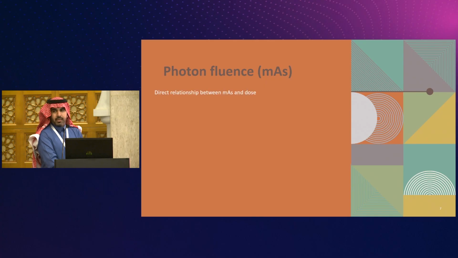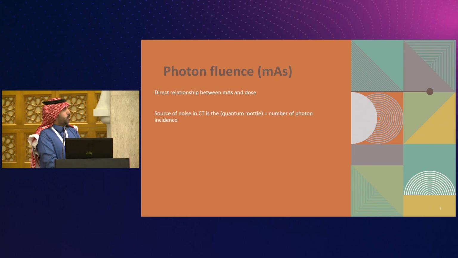Photon fluence, or mAs, milliampere-seconds. Is that the quality or the quantity? When we say mAs, is it quality or quantity? Quantity. And the quality? kVp. So keep it simple. Always remember that. kVp, quality, power. mAs, quantity. How many photons? Okay?